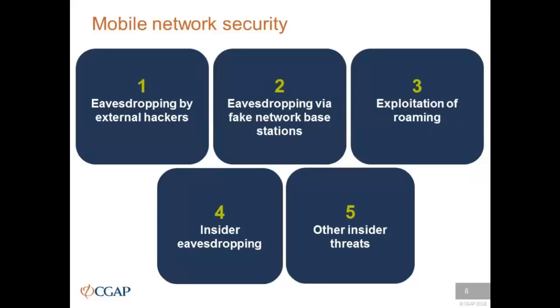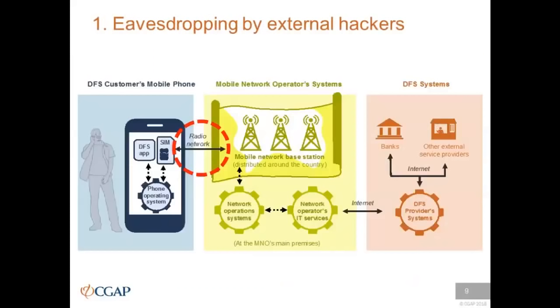So we look at the first of those. Eavesdropping by external hackers. This is this circle here, the red circle. And in this case, a criminal can intercept the communications. They can look at calls, they can listen to calls, they can look at text messages, they can view USSD sessions, and they can look at mobile data. So they can see PINs and passwords. And so therefore they can capture your account details, they can capture your PIN, and they can use your credentials then in SIM swaps or other attacks to initiate a fraudulent financial transaction.